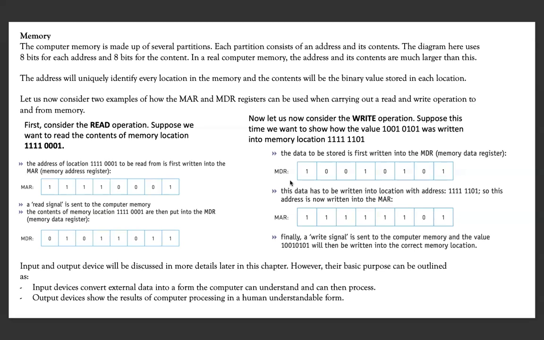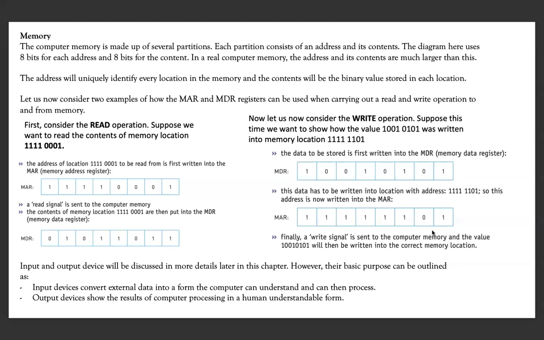So again, going back to the definition of MAR, where data is just about to be read from, or where data is about to be written to. So now I'm writing data somewhere in this location. In that case, MAR will have that address where data is to be written. So the memory location where I want to write data will now be placed in the MAR.